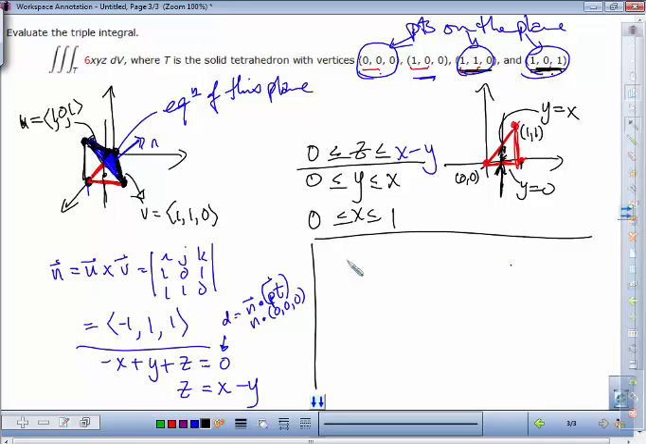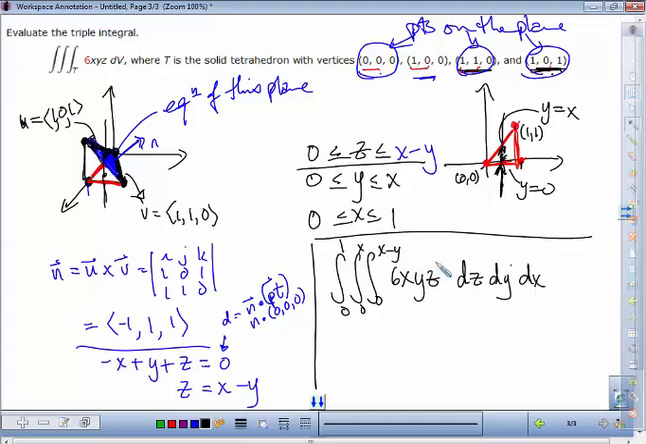So that's the hard part. Now it's translating it to a triple integral, and this part should be pretty easy. My integrand is 6xyz. My dV is going to be a dz first, where my z goes from 0 to x minus y. My next limits are in y, where y goes from 0 to x. And then my x limits go from 0 to 1. Okay? Again, these are all polynomials when you integrate it, so it should be a piece of cake.